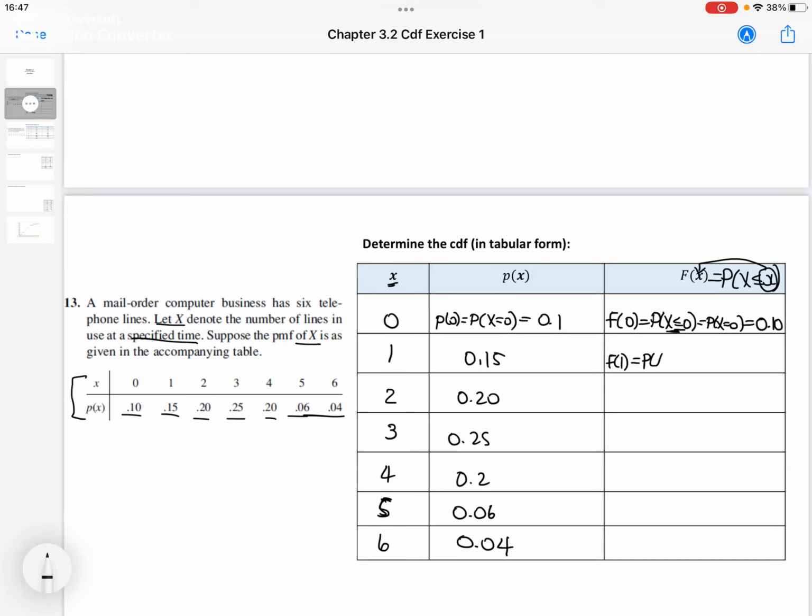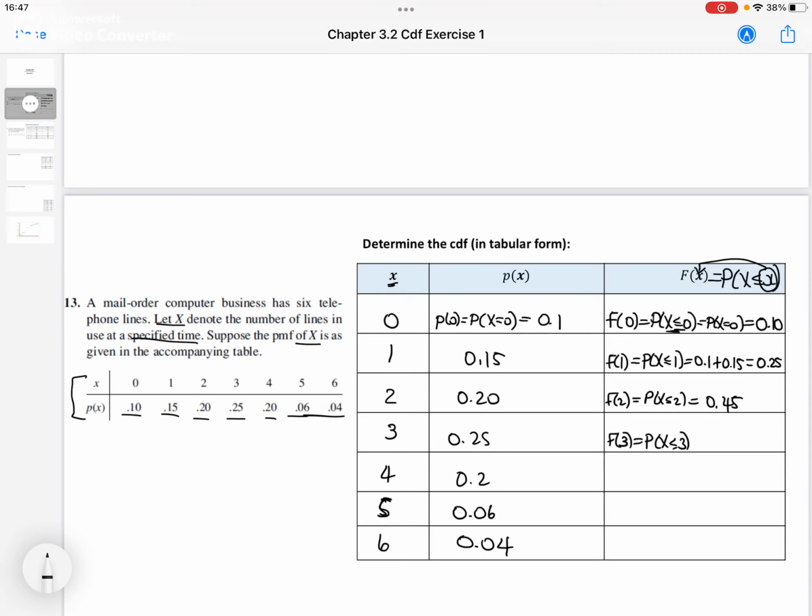Now F1 is the probability that X is at most 1. Which values of X are less than or equal to 1? It's 0 and 1 itself. So this is equal to 0.1 plus 0.15, that is 0.25. Now F2 is the probability that X is at most 2. Which values of X are less than or equal to 2? It's X equal to 0, 1, and 2. So we add up the probabilities: 0.1 plus 0.15 plus 0.2, and that probability is 0.45.